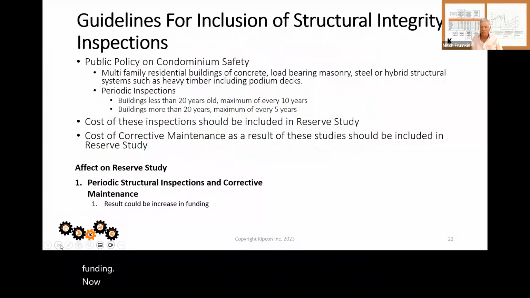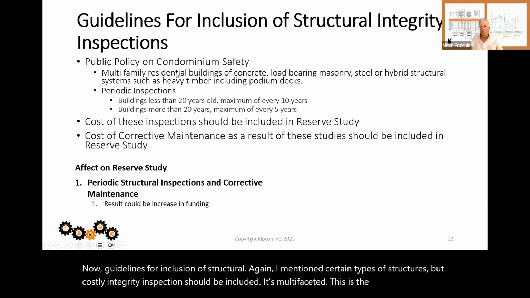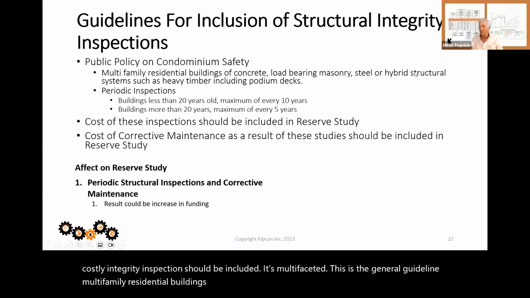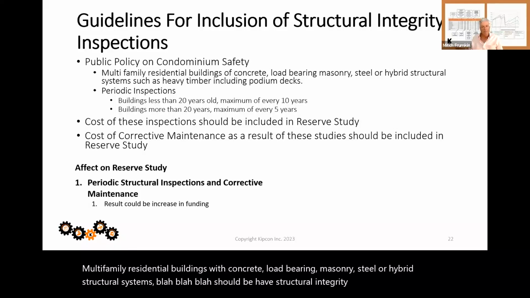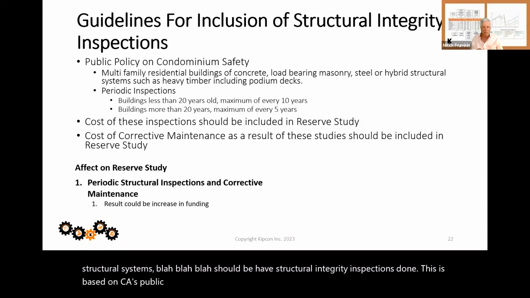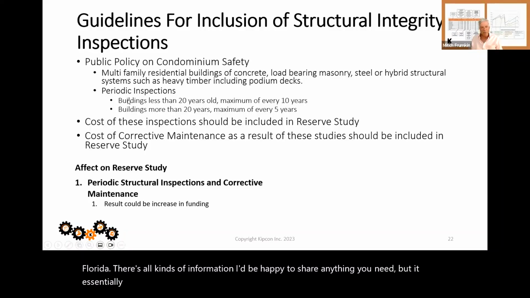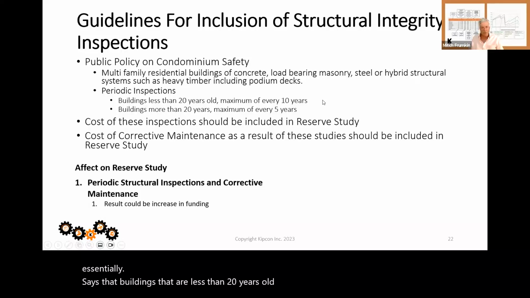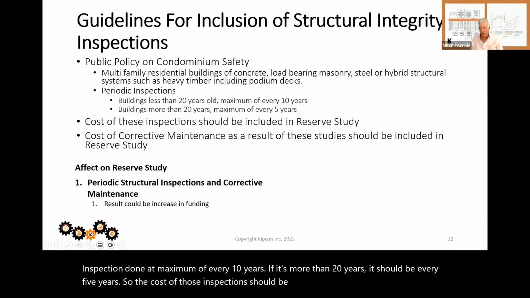Now, guidelines for inclusion of structural. Again, I mentioned certain types of structures, the costly integrity inspection should be included. For multi-family, this is the general guideline. Multi-family residential buildings with concrete, load-bearing masonry, steel or hybrid structural systems, and so on, should have structural integrity inspections done. This is based on CAI's public policy. It's based on the results of the collapse of Champlain Towers in Florida. There's all kinds of information, and I'd be happy to share it, anything you need, but it essentially says that buildings that are less than 20 years old should have a structural integrity inspection done a maximum of every 10 years. If it's more than 20 years, it should be every 5 years. So the cost of those inspections should be included in your reserve study.